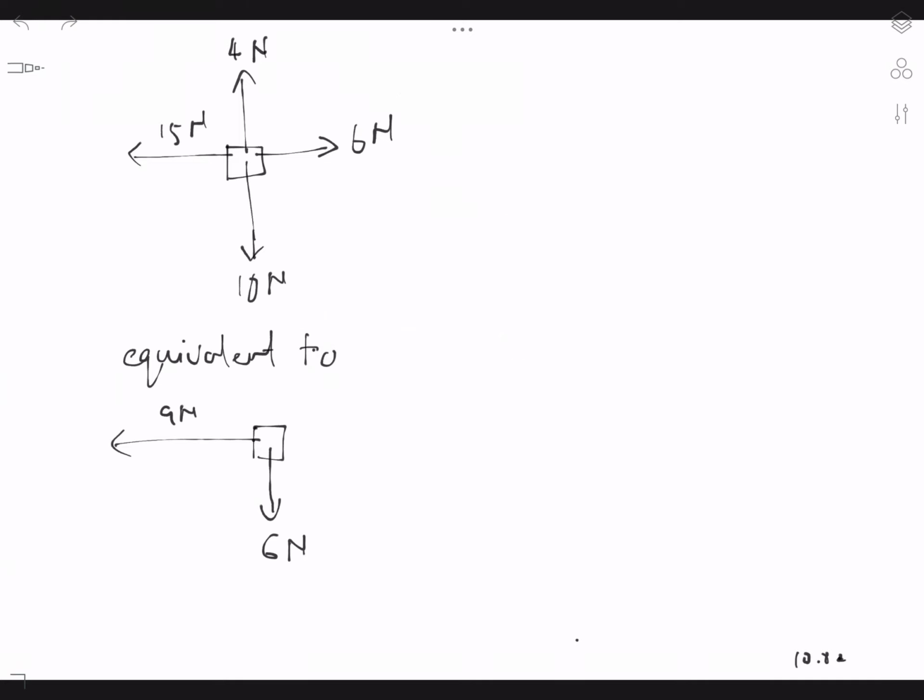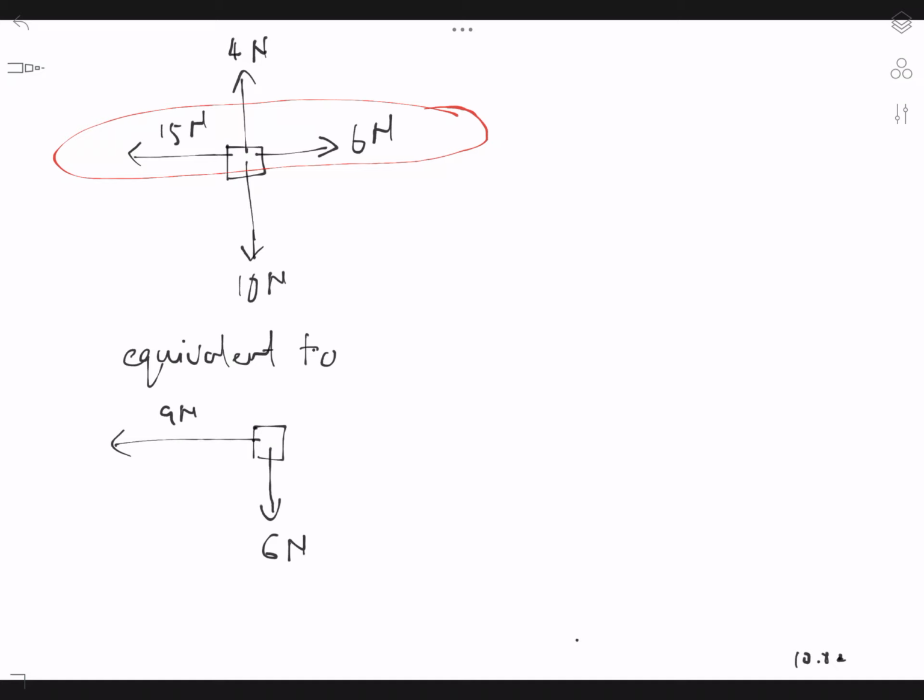Okay, now how are we going to know where the object will move? What is the resultant force when there are four forces acting together on one object? So how to solve this? We need to solve it by finding the resultant force on the horizontal and also vertical.